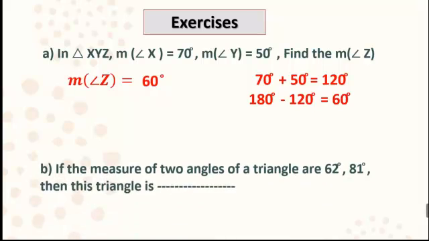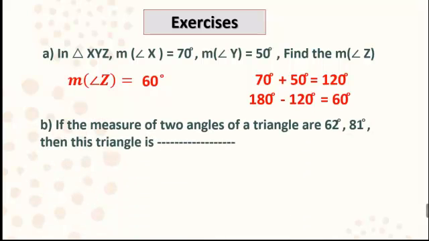B. If the measures of two angles of a triangle are 62 and 81, then this triangle is... here in this question, he wants to know the type of the triangle. As we said, the type of the triangle will be according to the biggest angle I have in this triangle. But I here have only two angles, so I have to find the third one to see which one is the biggest. Okay, how could I get the third one? In the same steps, plus, 180 minus. What are the two angles I have here?